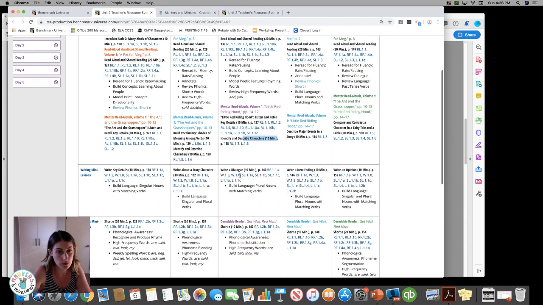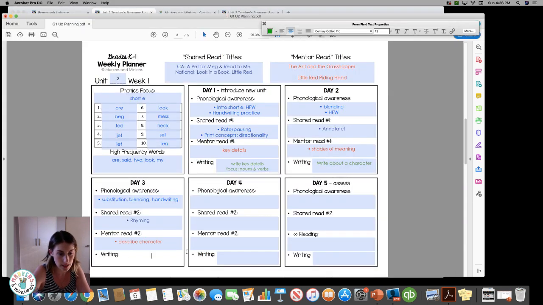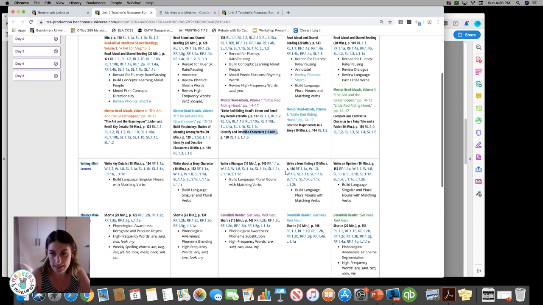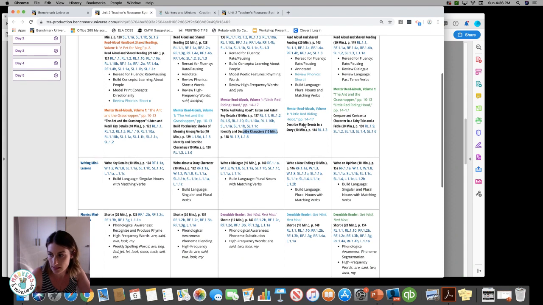Now writing is write a dialogue. And I went into this lesson, it's the same for both editions, and you are going to be analyzing the characters at the same time because you are writing about how Little Red feels. So you're analyzing her feelings there.